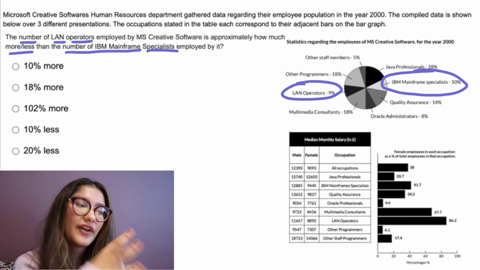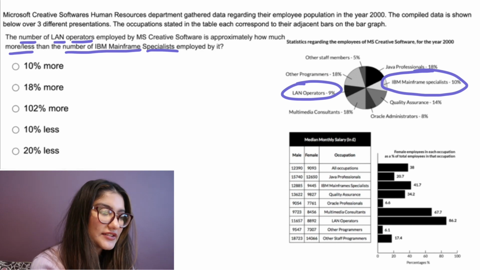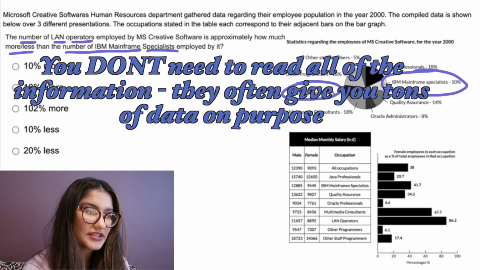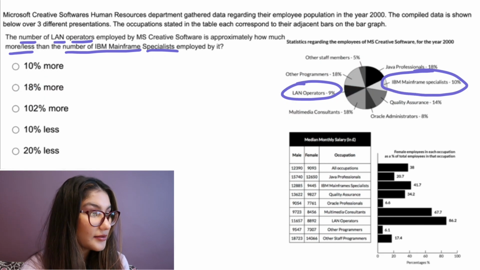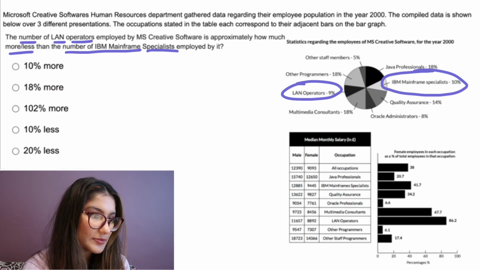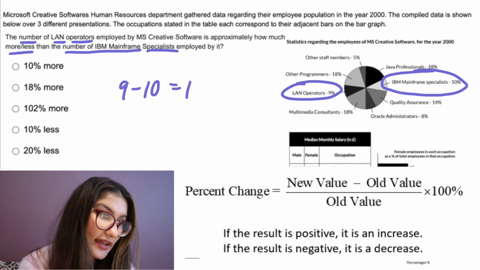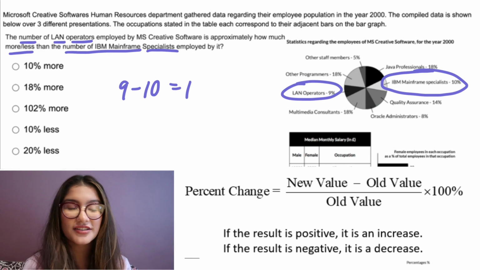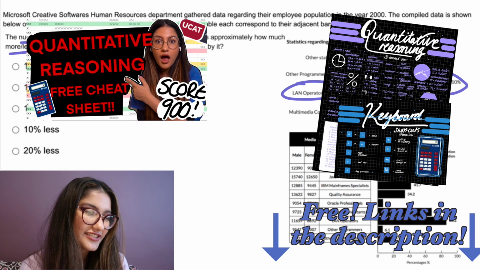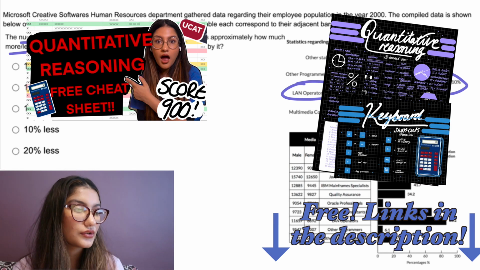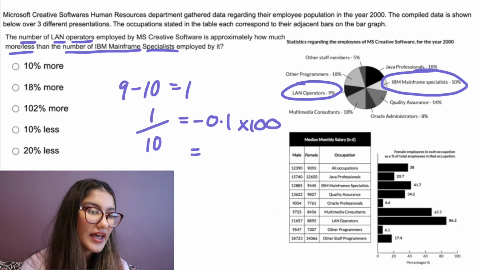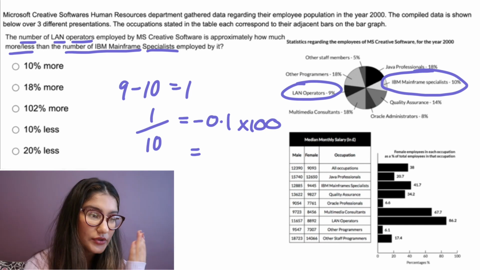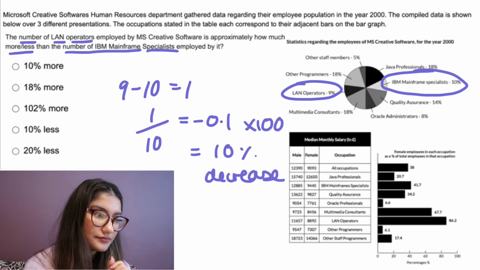So what you do is you just find the relevant info like I've done. You first look at the keywords, so LAN operators and so on. You find that it's the pie chart. You see that LAN operators are 9%, you see that IBM mainframe specialist is 10%, and then you work out the percentage change. This is another common equation that I've talked about in my video and my free cheat sheets. So basically you do 9 minus 10, which is minus 1, over 10, and that gives you minus 0.1, which is a 10% decrease. And yeah, that's pretty chill.